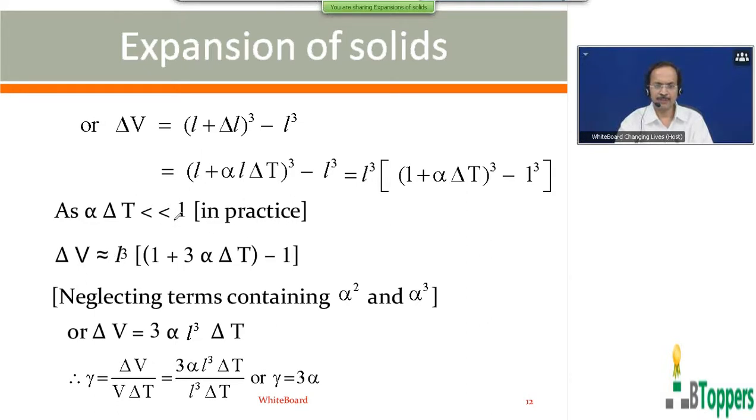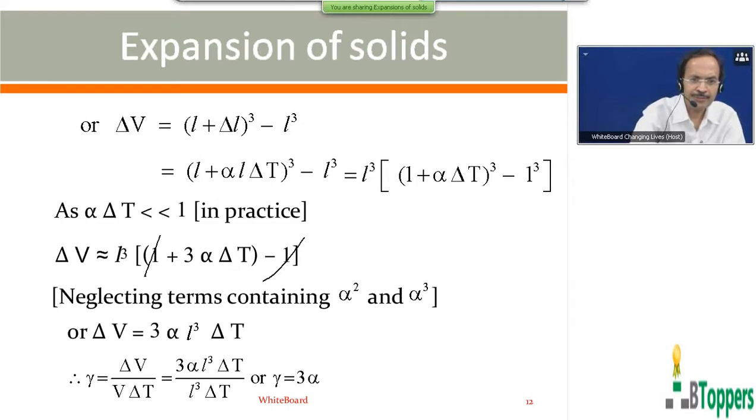As alpha delta T is much less than 1 in practice, we can use the binomial approximation for this term. So delta V can be written as L cube into 1 plus alpha delta T whole cube, which is nearly 1 plus 3 alpha delta T, minus 1. So this 1 cube we can write as minus 1 cube. So here minus 1 plus 1 gets cancelled.